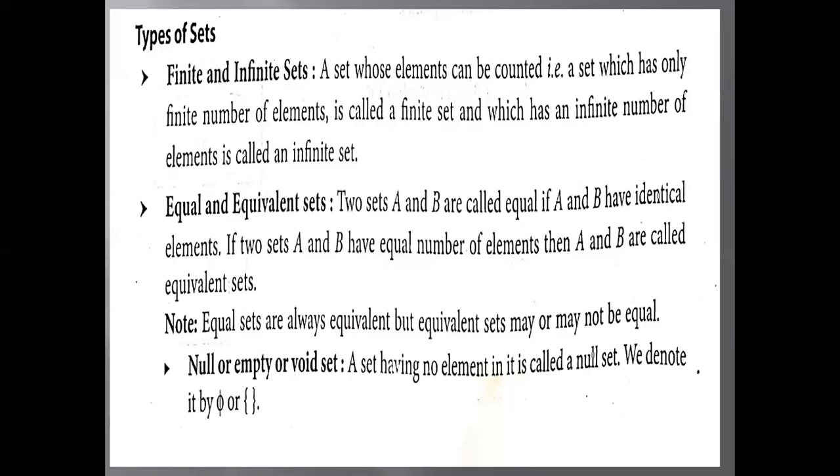Next are null or empty sets. A set having no elements, meaning there is no element inside the set, is a null set. There are many examples we can give, and it is usually denoted by phi, or else by an empty pair of flower brackets in which we do not write anything. This is also a notation for the null set.